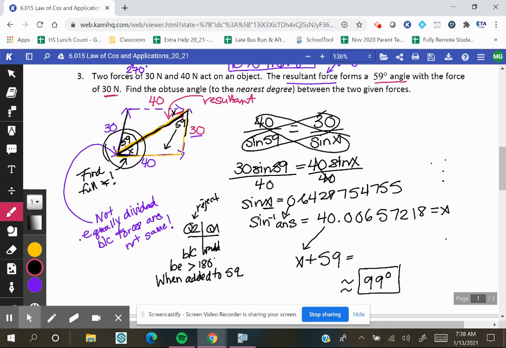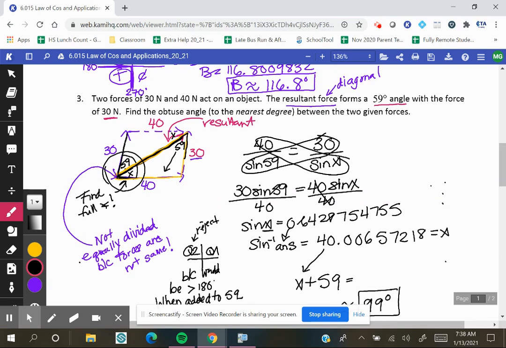Okay, so big things to remember here. Parallelograms you should be drawing anytime you see these force problems. So if you have two forces, draw a parallelogram. The resultant is always your diagonal. Always draw this in the same way. So always put bottom left to top right for your diagonal.